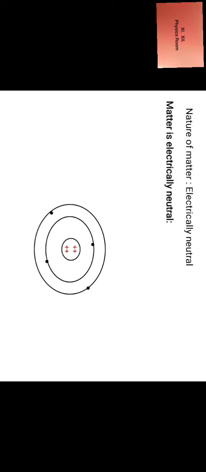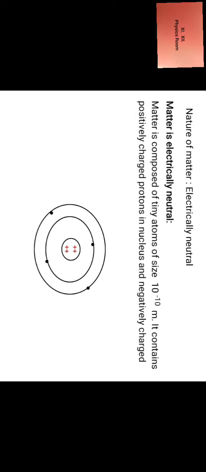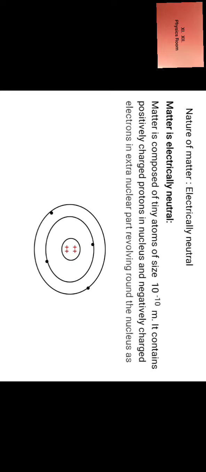Now, what is the nature of matter? Matter is electrically neutral. How is it electrically neutral? Let us see. Matter is composed of tiny atoms of size 10 raised to power minus 10 meter. It contains positively charged protons in the nucleus and negatively charged electrons in the extra nuclear part revolving around the nucleus as shown. You can see here 4 positive charges are in the nucleus, that is the center, and 4 electrons are revolving around it. So we say matter is electrically neutral.